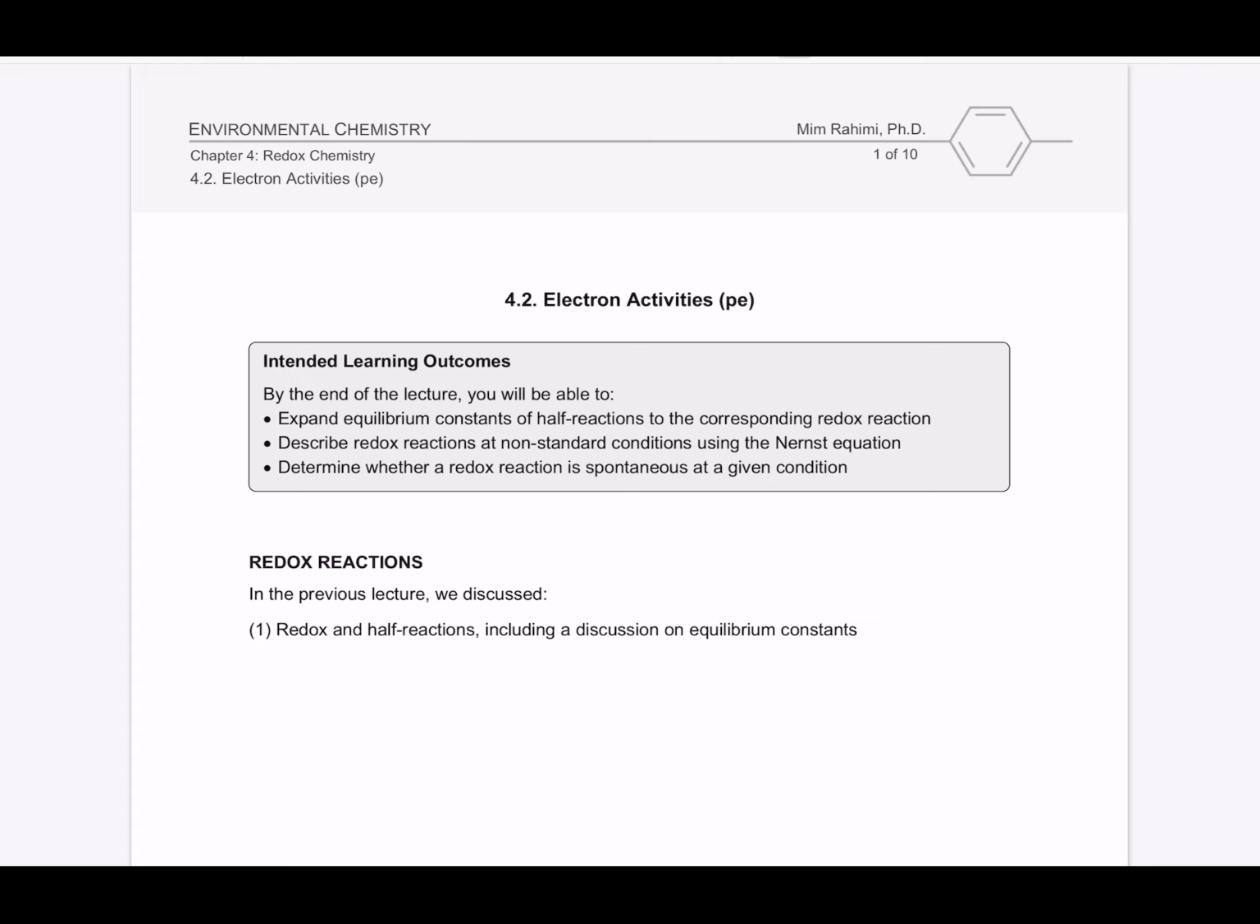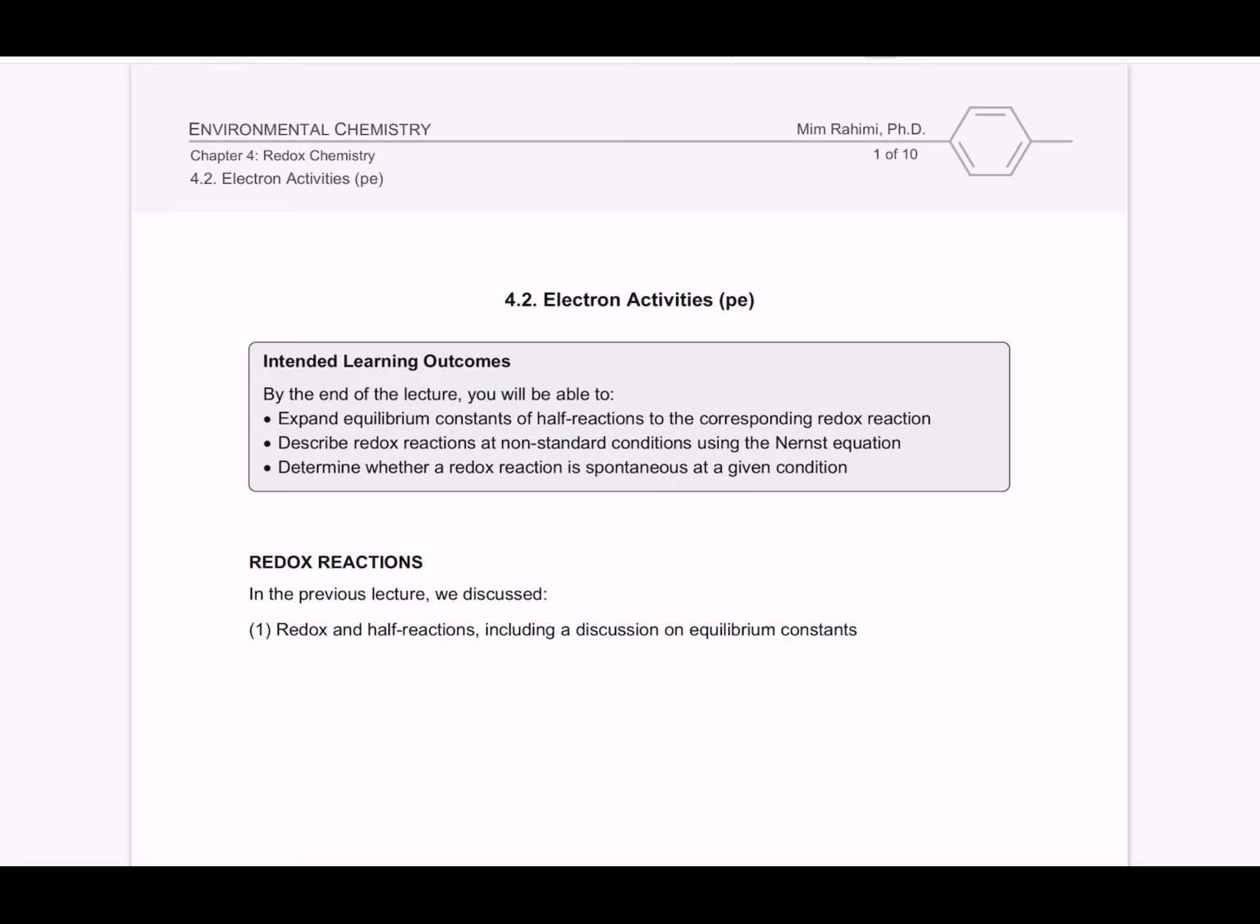Welcome to the second lecture of chapter 4. Today we're going to talk about the equilibrium constant for describing the redox reaction. What we did for half reactions in the previous lecture was talking about non-standard condition.